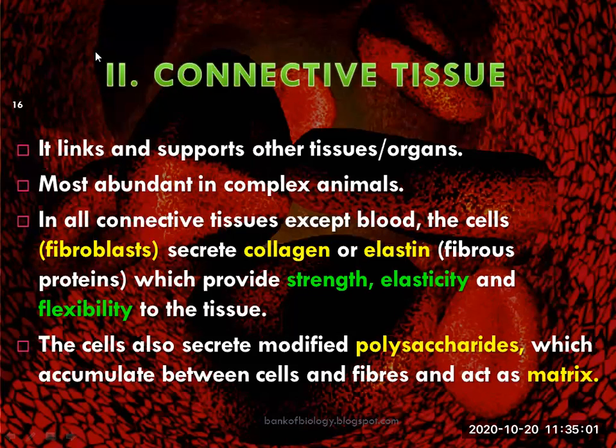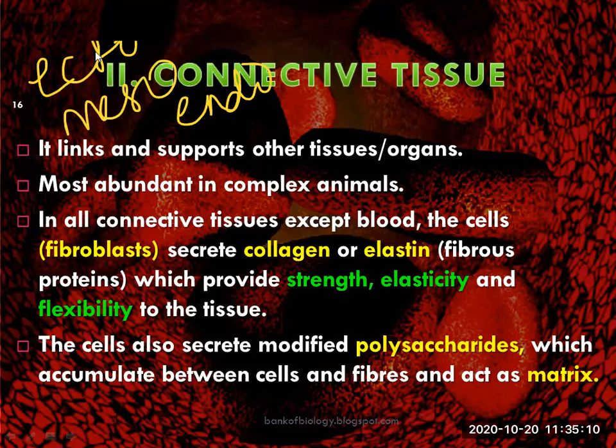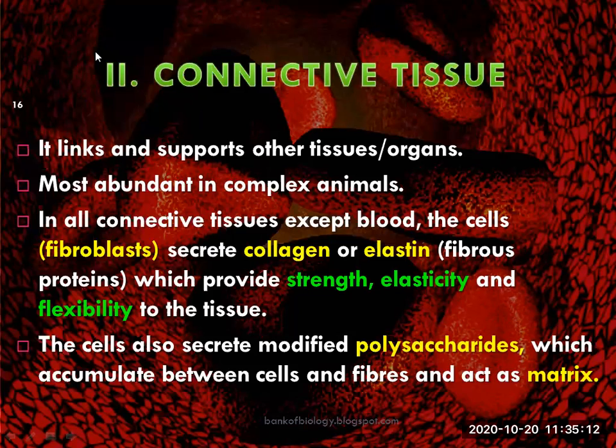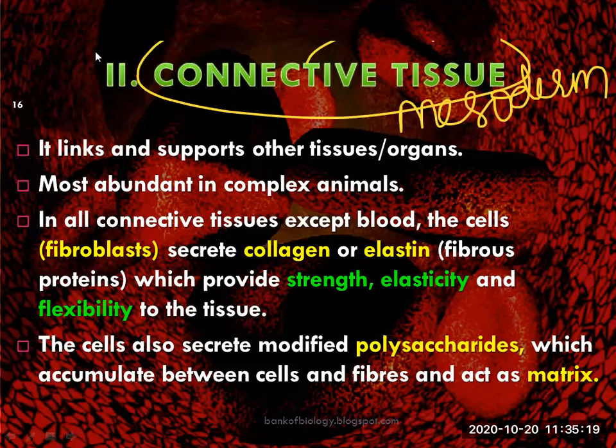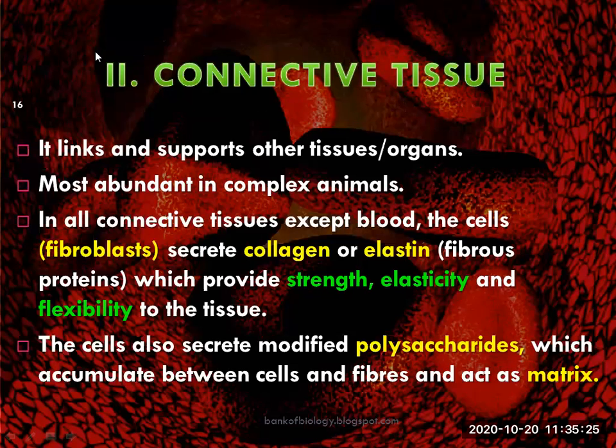From the origin point of view, epithelial tissues originate from embryonic ectoderm, mesoderm, and endoderm. When it comes to connective tissue, all the connective tissues originate only from mesoderm. That is one of the other things to be remembered. Okay, now let's start the properties: it links and supports other tissues and organs, and it is the most abundant in complex animals like human beings.